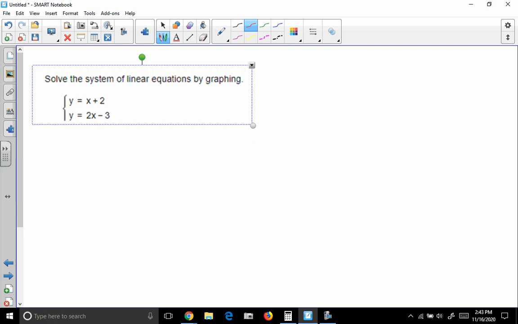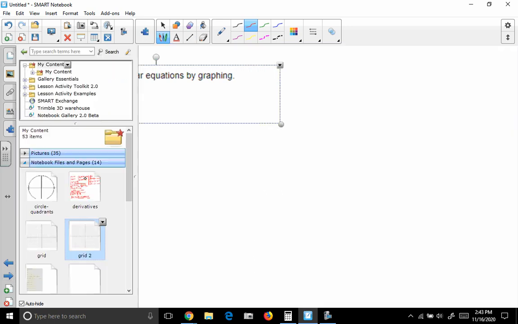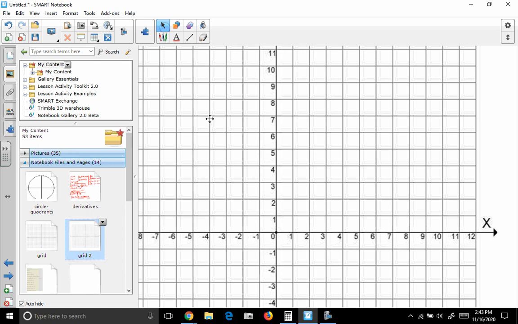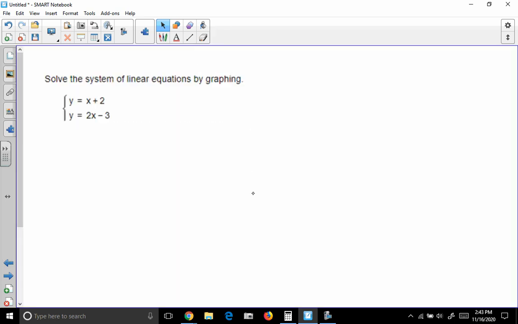But what if we're not given a point? What if we're told, find the solution to the system of equations, or solve the system? The first method we come across is to graph. Graph both equations and find out what point is included for both equations.